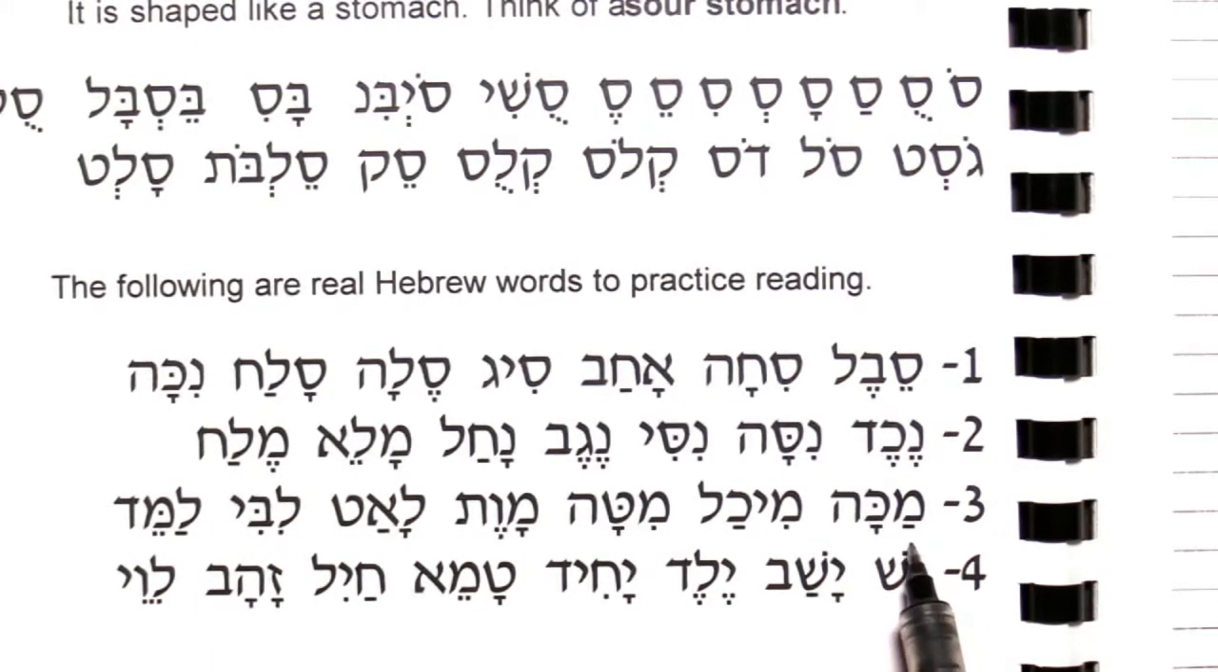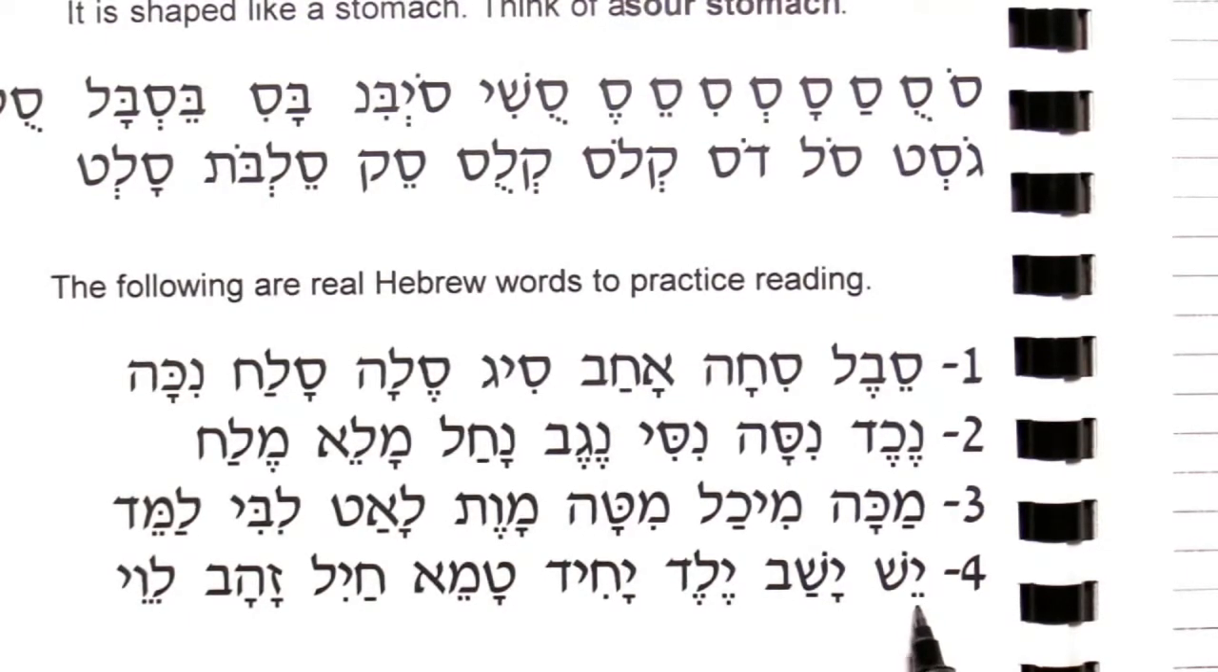Line 3, Makah, Michal, Mita, Mavet, Lot. And those, since we have 2 ah vowels in a row, you can say la'at, but normally if you're speaking at a normal speed, they're going to blend together to lot. Libi, Lamed.